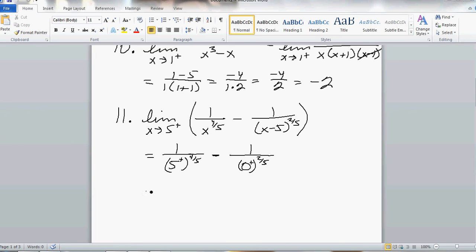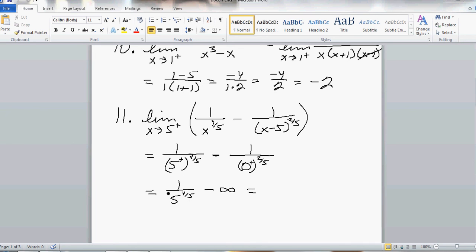But then the question becomes, let's go on. This becomes 1 over 5 to the 4/5. This doesn't really cause a problem. We don't need to worry about that. You know, 5 can be in the denominator. That's not a problem. But what happens here? Well, 0 positive squared would still be positive, and taking the 5th root of it would still be positive, but we get infinity. You know, 1 over 0 is infinity, and we're subtracting that infinity.